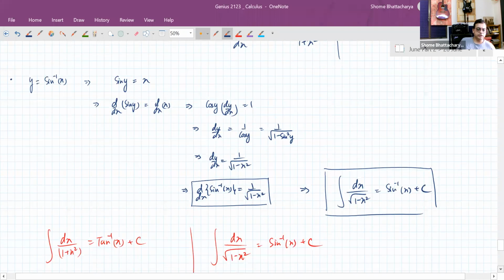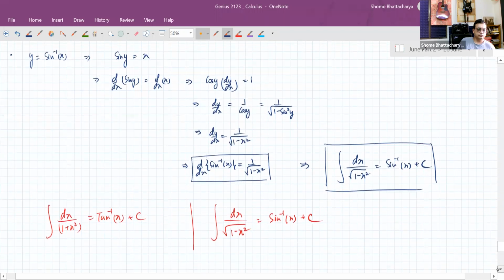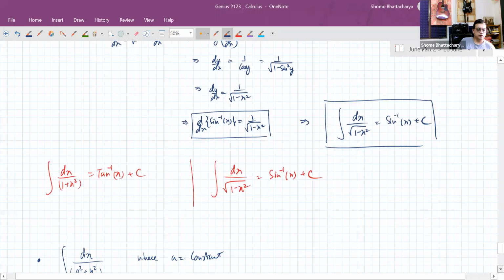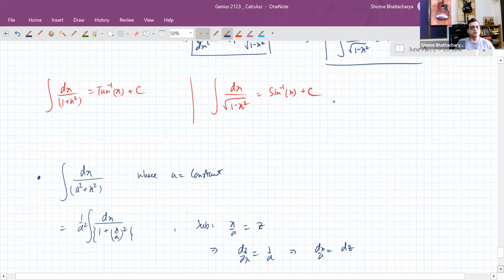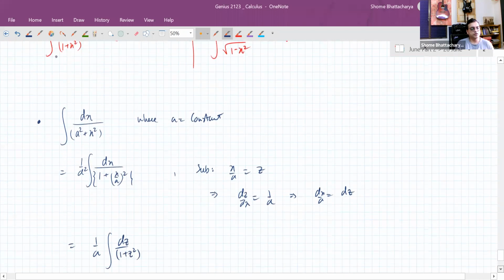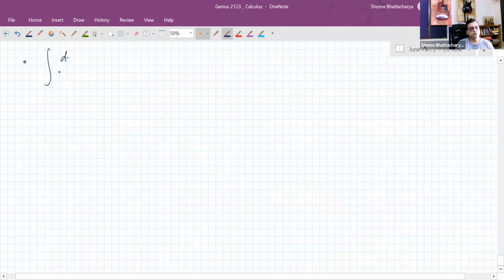Okay, now, so these two integrals are clear now. Similarly, if we have the integration of dx upon square root of a square minus x square, where a is a constant, then again we can make use of the integration that we know, which is sine inverse x.